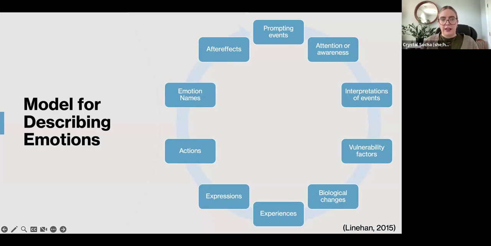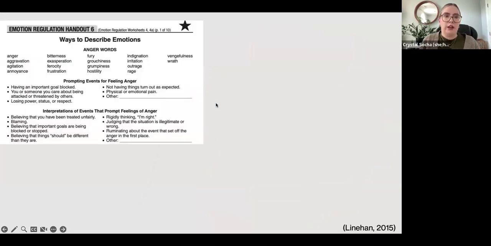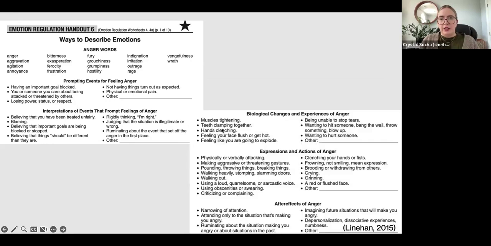And when we're helping individuals identify this model for describing these emotions, there's also a really great handout about ways to describe emotions. And I just picked one. But when you're helping clients to identify, let's say, anger, you'll see there's a whole variety of anger words at the top. There's some prompting events that may have prompted that feeling, and it really goes through this model. So then interpretations. This next part, you'll see what happens in this person's body, hands clenching, teeth clamping together, expressions of anger, and then the after effects. Maybe this person experiences this numbness, dissociative experience. And so I find this to be helpful, and there's ways to describe emotions, including anger, disgust, envy, joy. All of the emotions have their own associated handout, especially for those who really struggle with identifying emotions. This can be such a helpful tool.